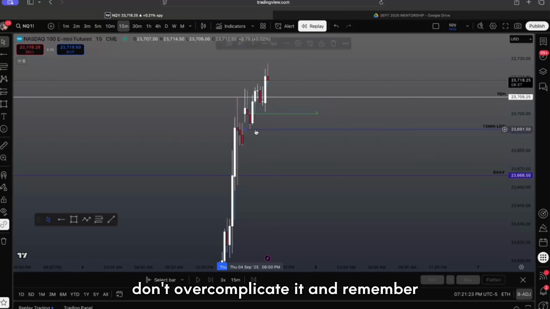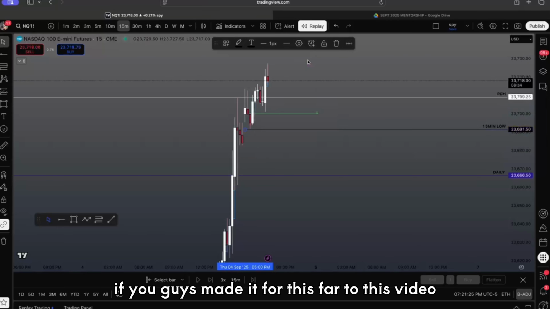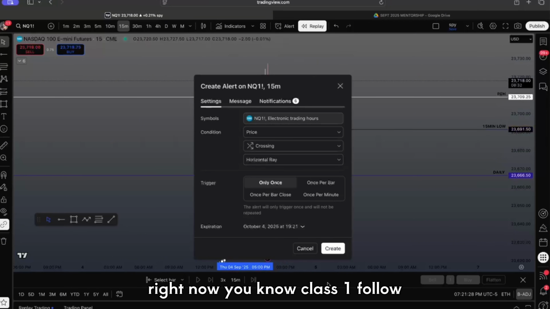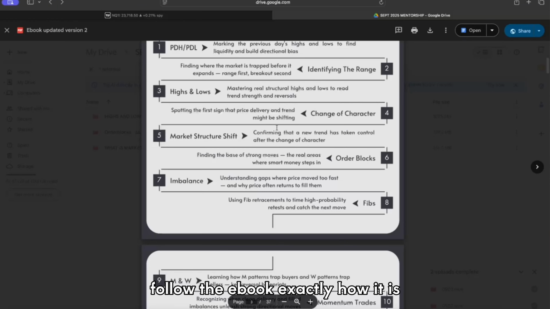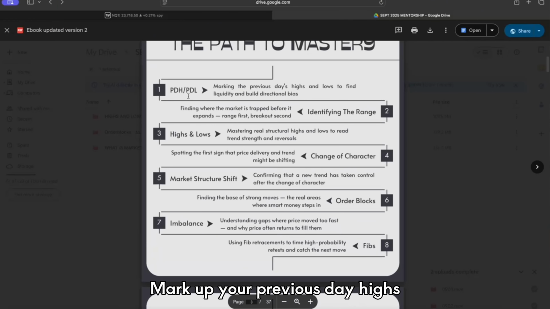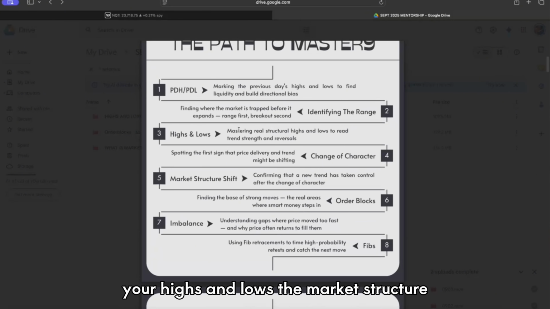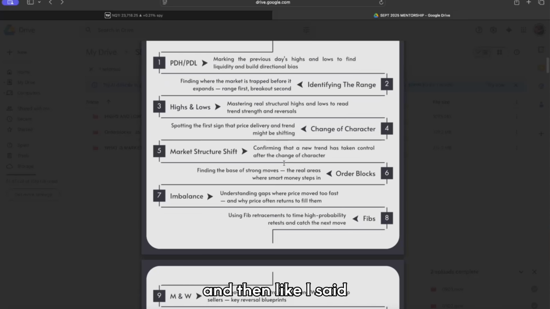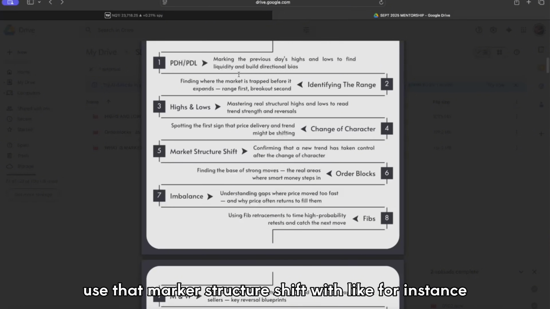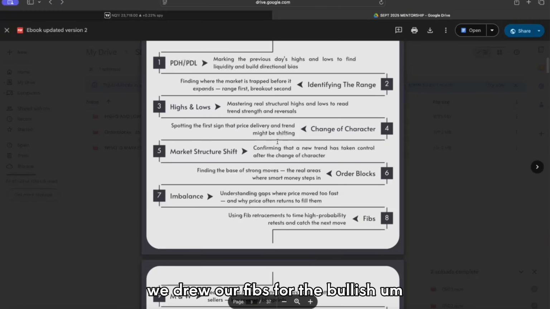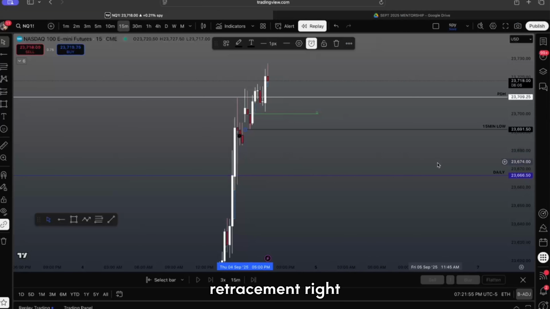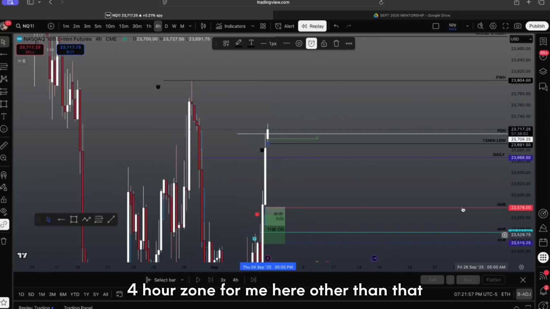Very, very simple, guys. Don't overcomplicate it. And remember, if you guys made it this far to this video, right now, class 1, follow the ebook exactly how it is. Mark up your previous day highs, previous day lows, identify your range, your highs and lows, the market structure, whatever side we're in, right? If the shift happened to the upside or downside, you can follow it, find your order blocks, whether it's in the resistance area, whether it's in the support area, and then, like I said, use that market structure shift with, like, for instance, today we went back bullish. We drew our fibs for the bullish retracement, right? And that's going to be off the 4 hour zone for me here.